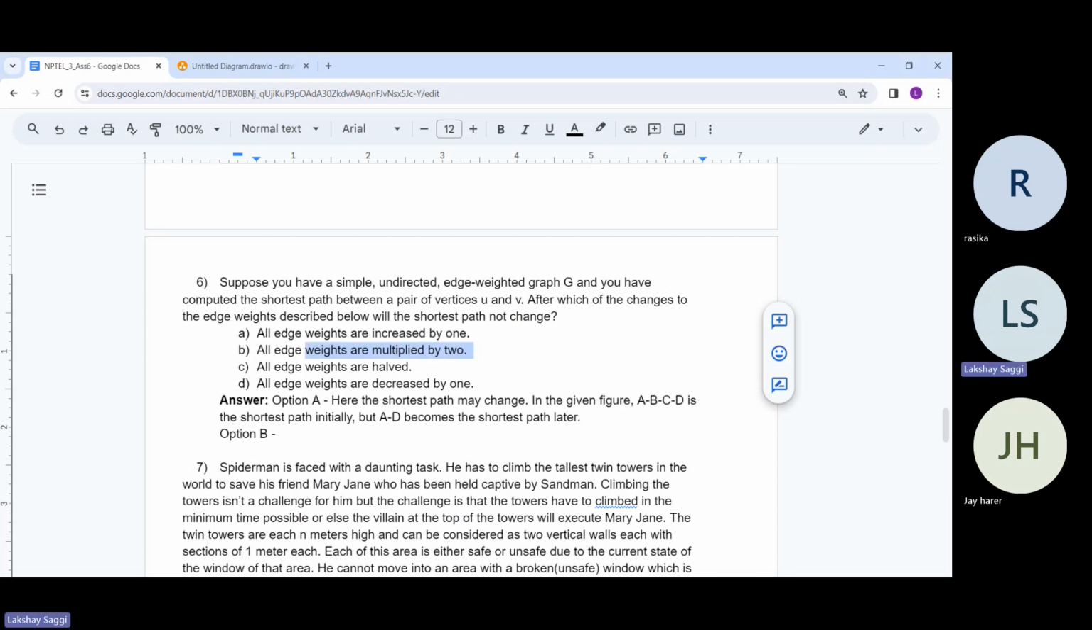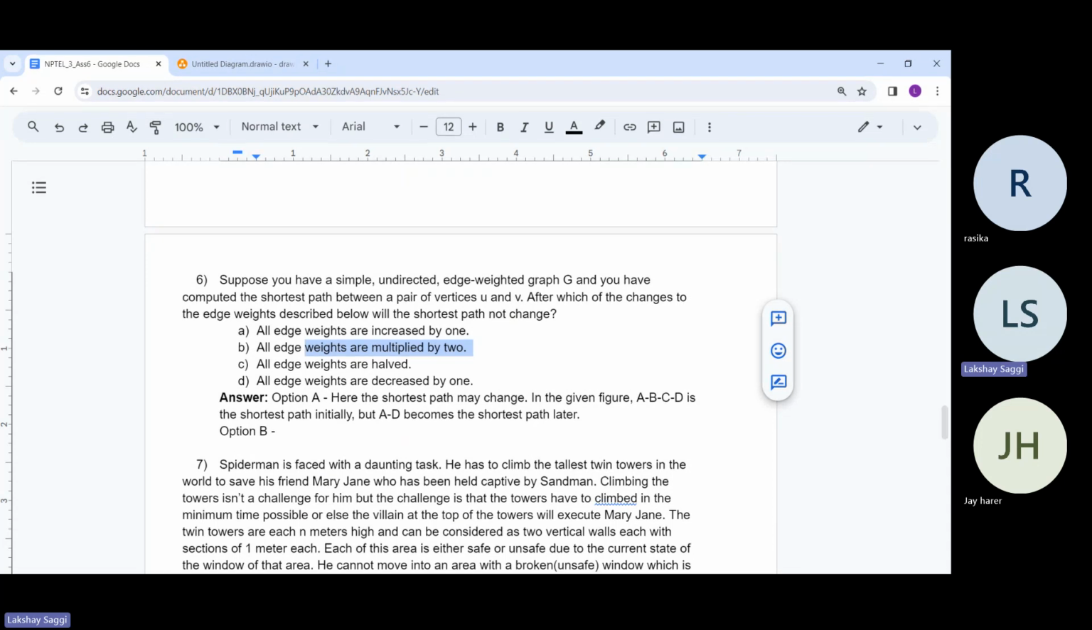So would anyone like to guess? I believe this is a straightforward question. So Rasika, do you think if all edge weights are multiplied by 2, the shortest path? So yeah, Rasika is saying that the shortest path will not change. So yeah, actually that is correct.